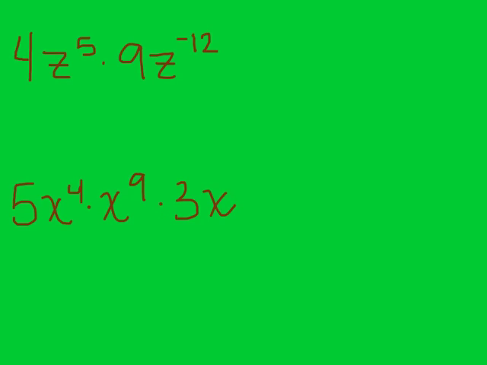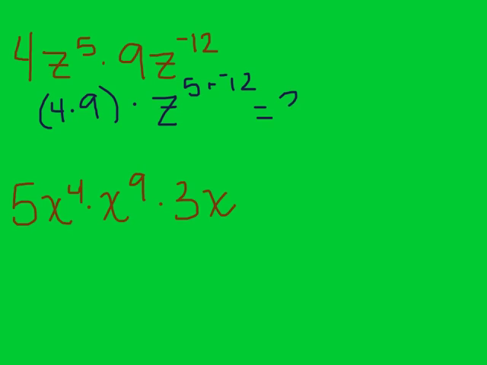Now, sometimes you will have a coefficient. Remember, a coefficient is the number in front of the variable. When you do that, you simply multiply those together first. Remember, which property is it that says we can move around numbers when we're multiplying? The commutative property. So we'll have 4 times 9 times our z raised to the 5 plus -12th power.